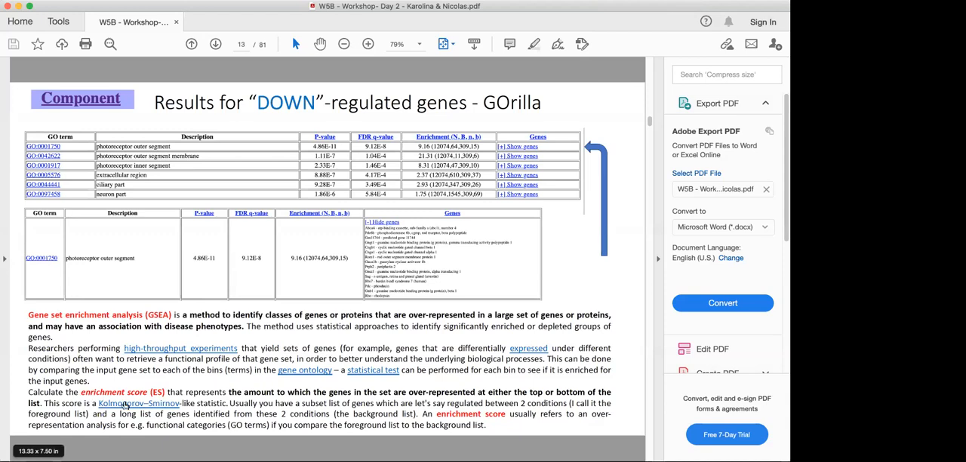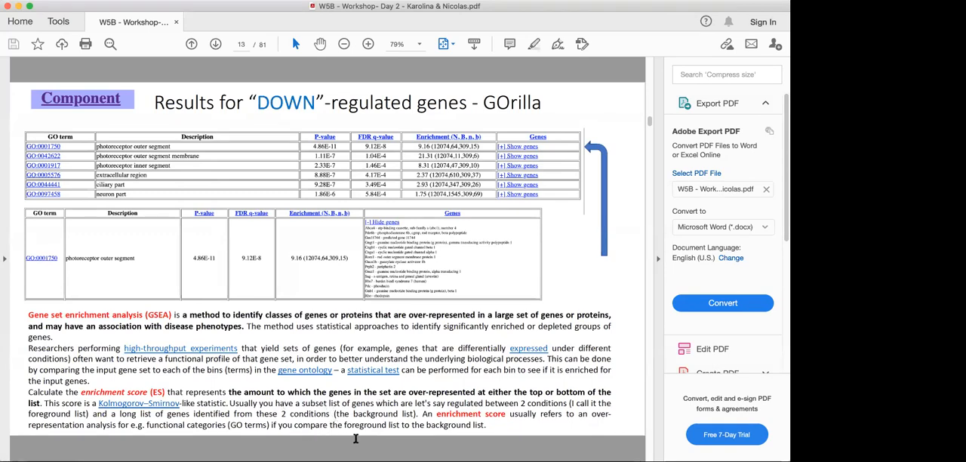So we calculate the enrichment score, and the enrichment score represents the amount to which the genes in this data set are overrepresented at either the top or bottom of the list. So how far they are, like much more expressed within the data set. And here is a nice explanation that maybe will be easier for you to understand.